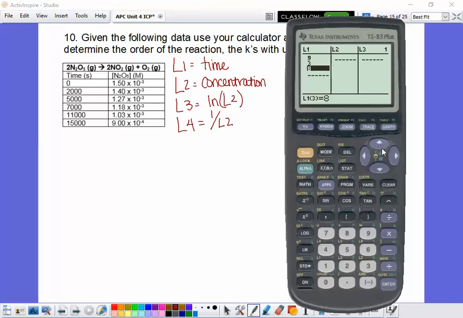Instead of actually going through and pressing clear for every single one, scroll up so that L1 is highlighted, press clear, enter. And it'll clear out that entire list. Don't press delete. That deletes the list. Clear clears the contents. Okay? All right. So make sure you do that for all your lists so that you have them all cleared out. All right. So now we're going to enter, what are we putting in for L1? Time. So let's just go ahead and enter in our time. So put in those time values.